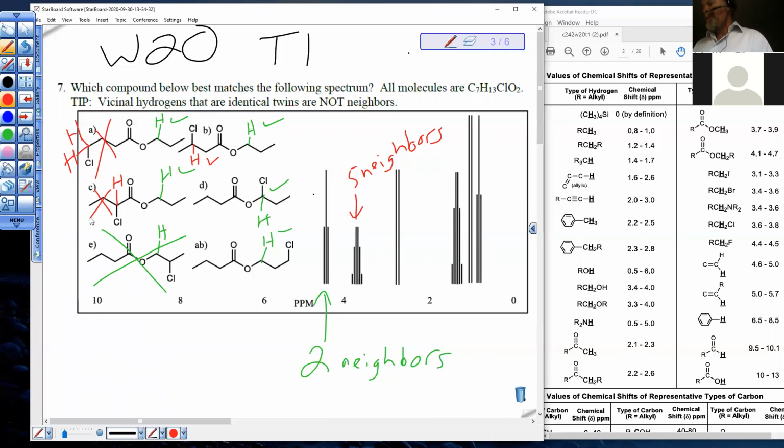Oh, plus, we could have ruled this one out from the beginning. Not only is the H part of an ester, but it would go higher than the ester range because it's also a C with a Cl. We could have ruled it out from the beginning, and now we can rule it out redundantly because it only has two neighbors. And I think we're done. The H with the Cl here has only two neighbors. It's a triplet. We're done. Move on.